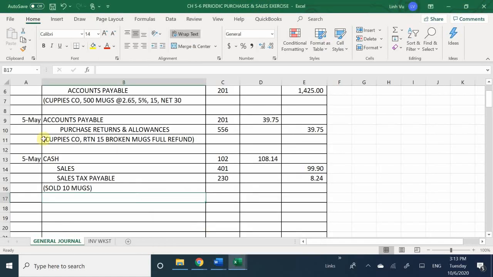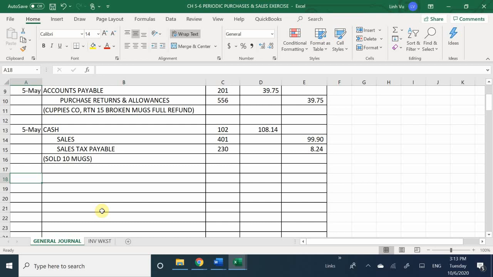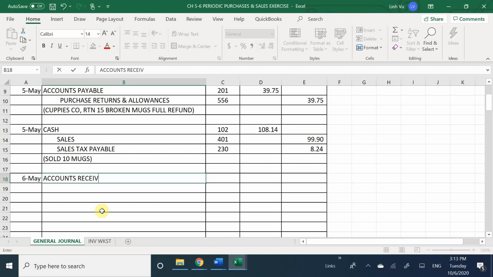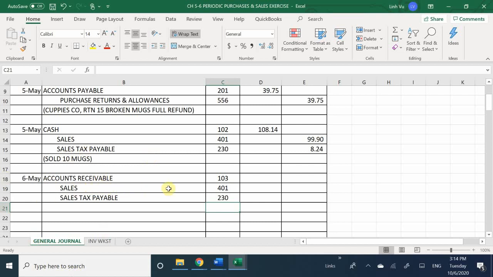So let's go ahead and journalize this. You figured out what the accounts are. So on the 6th, we're going to have our accounts receivable first. Good. Accounts receivable, which was account 103. And you don't want the amount yet. Then below that, we're going to have our sales and our sales tax, which is going to be indented. Sales is 401, and then 230. Perfect.